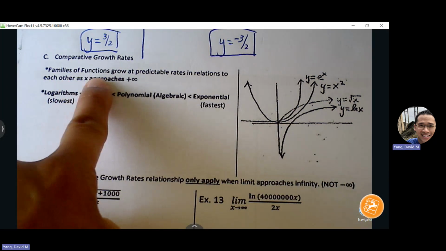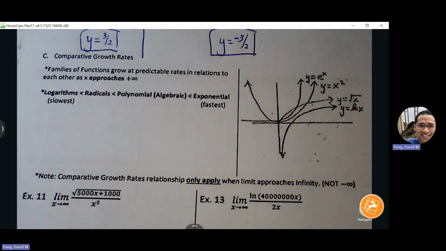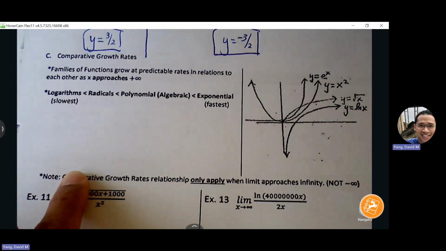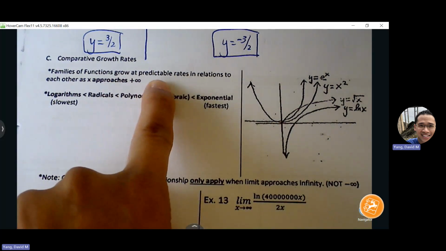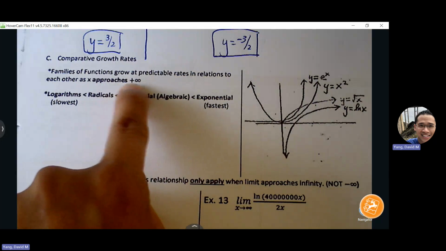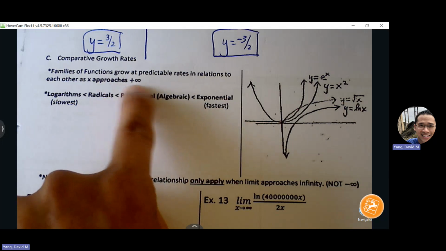We have families of functions that grow at predictable rates in relation to each other. So if I have an exponential versus a log, or a polynomial versus a natural log, it does need to be a numerator over a denominator. So a lot of restrictions here, but even with that, it still can be useful in a good number of situations. This relationship only works if we're approaching infinity. This doesn't work if we're approaching negative infinity. We've got to do something else if it's negative infinity. So only works for infinity.